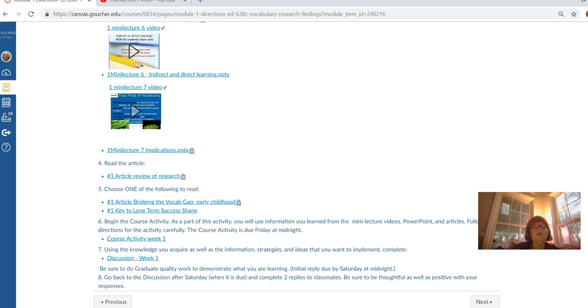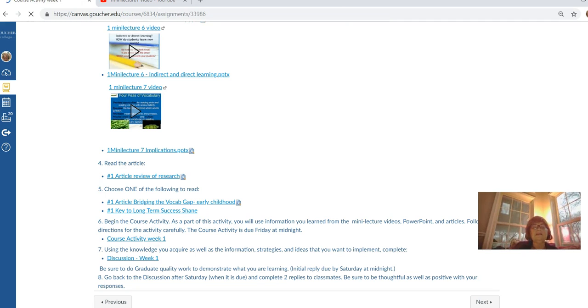And then I have the articles. Number 4 says read the article. So everyone is going to read article review of research, looking at the research for vocabulary and reading. And then number 5, you're going to choose one of those to read. So you're going to have 2 different texts to read. And you can see number 6 is the course activity. The course activity, for the most part, is due on Friday night at midnight. And the discussion, there are 2 parts.